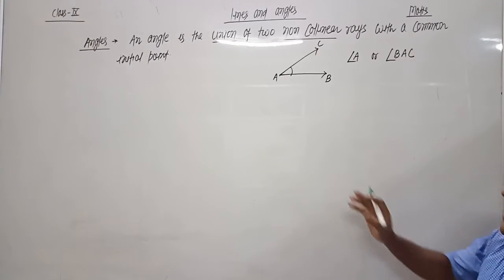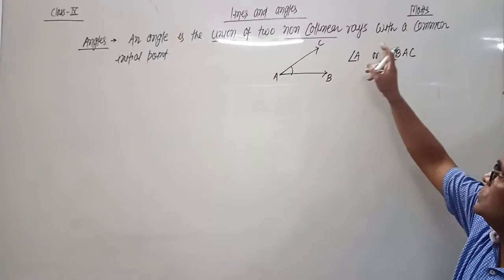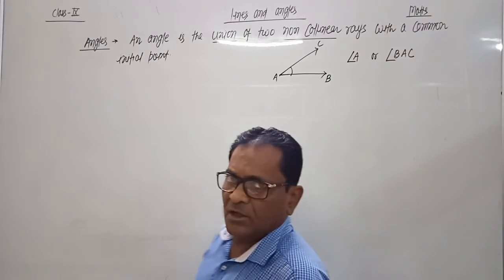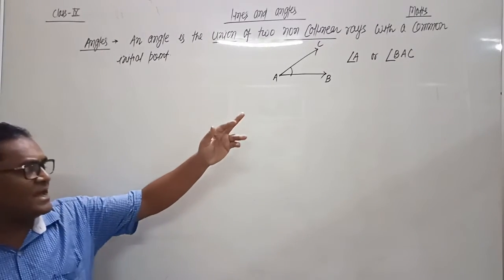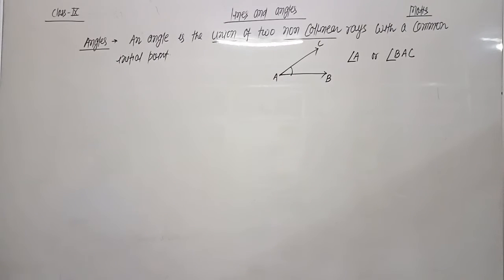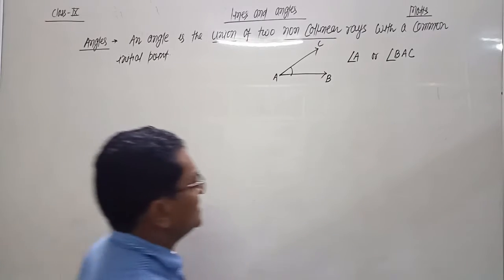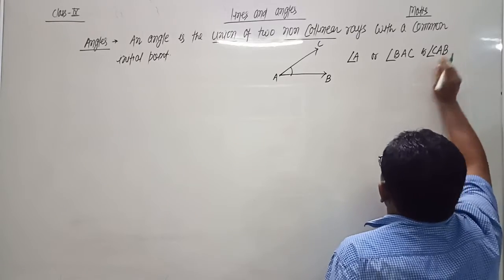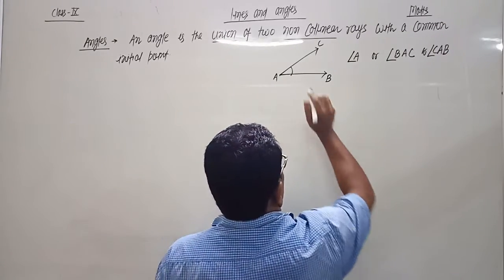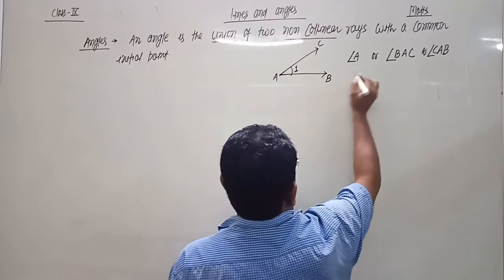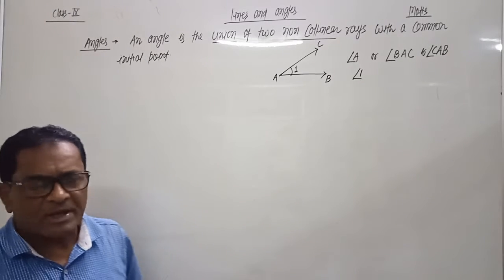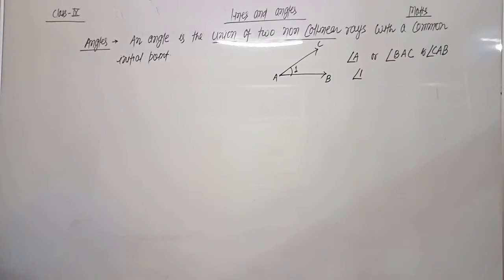So an angle is the union, meaning combination, of two non-collinear rays, meaning rays which do not lie on the same line. Here the angle is angle A, or it is represented by angle BAC, or angle CAB. We can also represent the angle by a numeric value, like angle 1, angle 2, angle 3, by any numeric value.